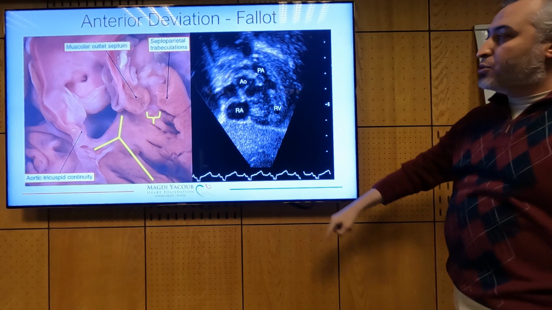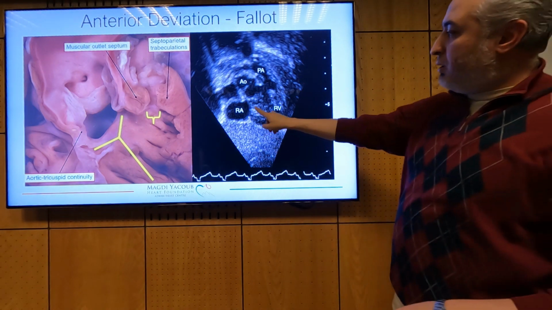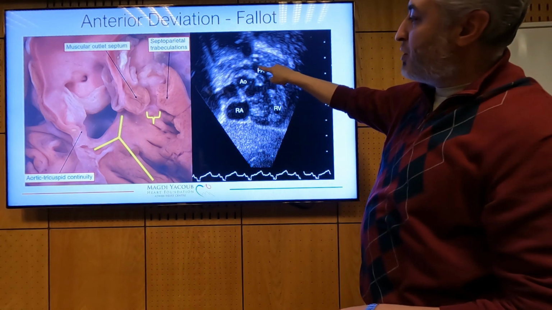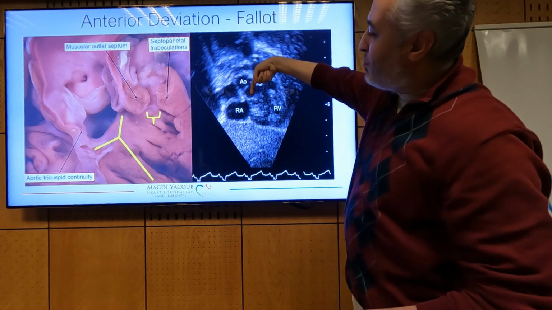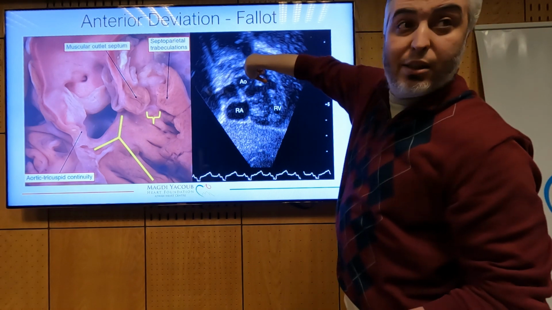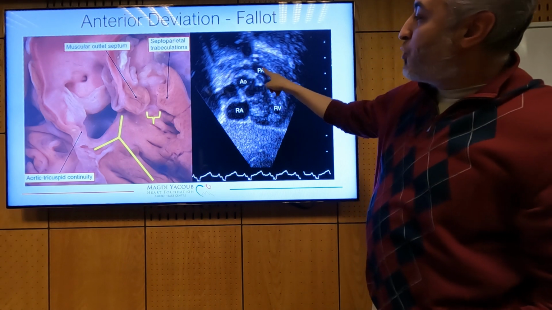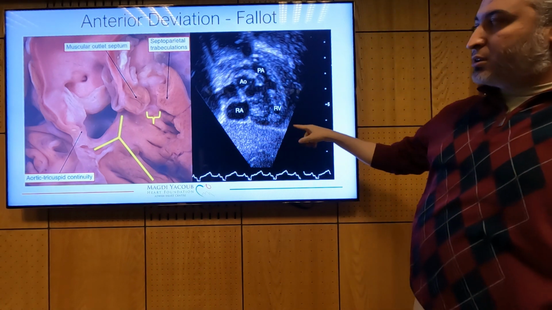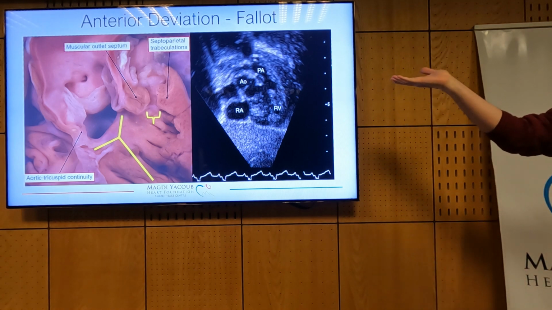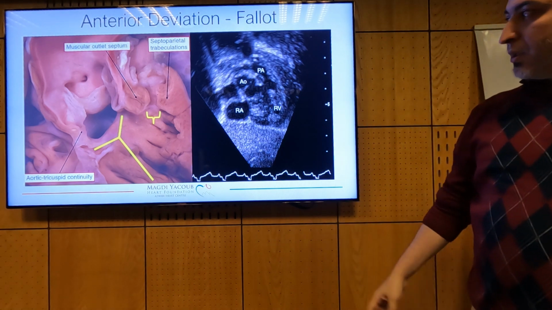That's exactly this same view. Tricuspid valve, pulmonary valve, conal septum should have been here. Now anteriorly deviated, creating a VSD, overriding aorta, RVOT obstruction, RV hypertrophy. So this is a tetralogy of Fallot with a Fallot view.